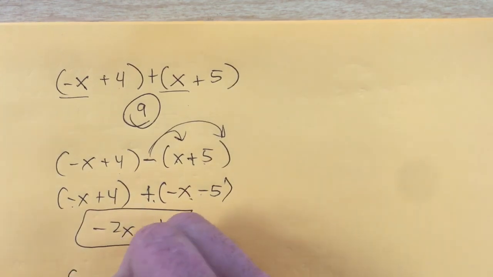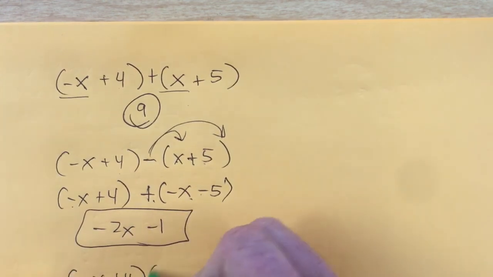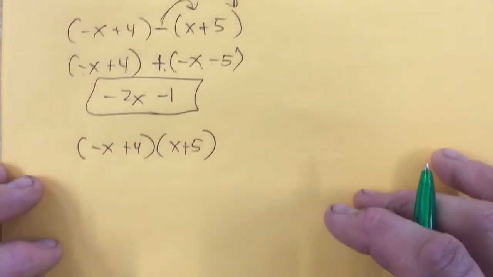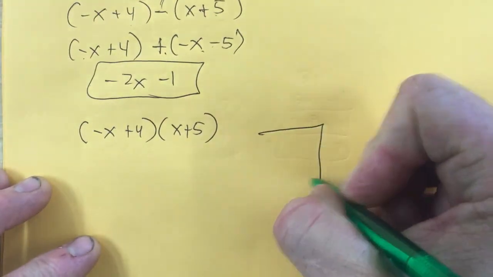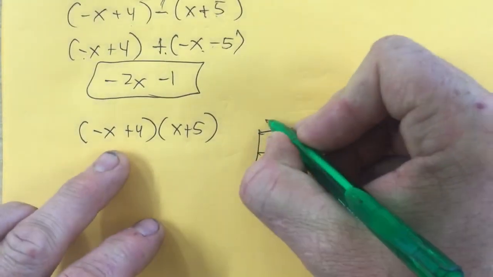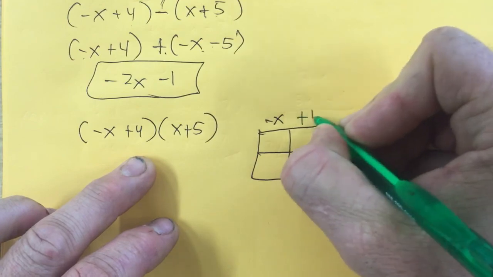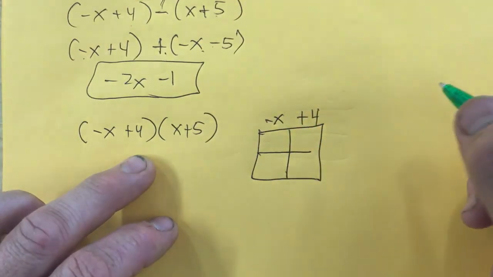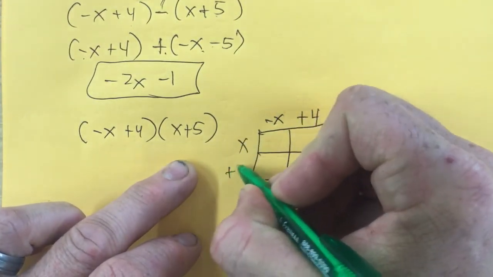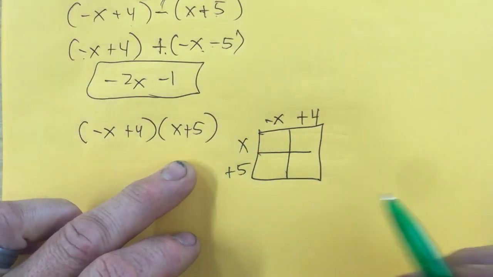All right, then multiplying, let's do negative x plus 4 times x plus 5. We'll multiply them this time. Okay, so when I multiply, remember, I'm going to do this box. So I'm going to have negative x, and I'm going to have plus 4. I've got a column for each one of those. Then I have x and then plus 5 on the side. I got a row for each one of those.